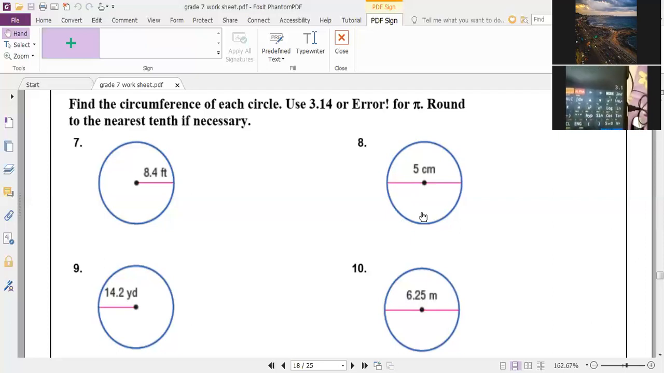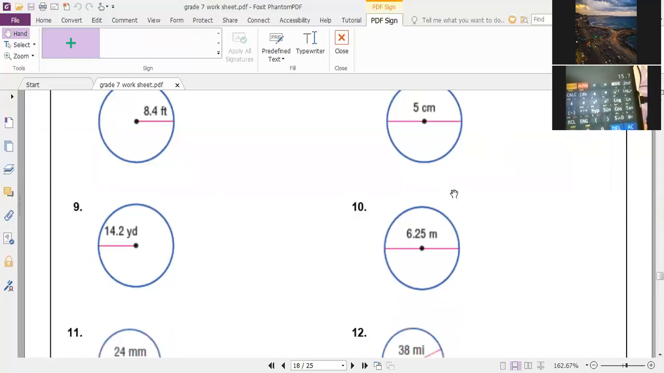So I will put pi times D. What is D? D here is 5. 3.14 times 5 gives me 15.7. Again, I have 3.14 times this number, 5, and it gives me 15.7. So the result in this case is equal to 15.7.